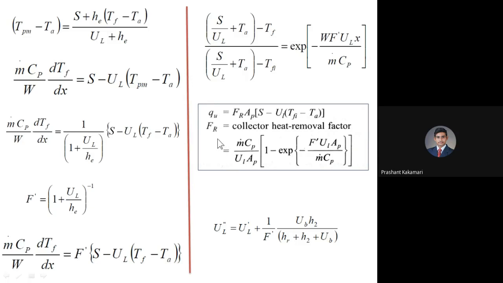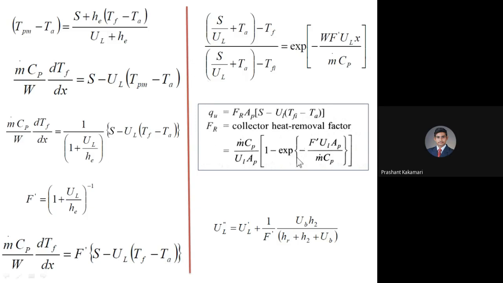Okay, from the correlations, FR can be recalled again for the air heaters. That is nothing but the ratio of useful heat gain by the absorber to the useful heat gain when the plate temperature is maintained at the inlet fluid temperature. That is the definition of FR.